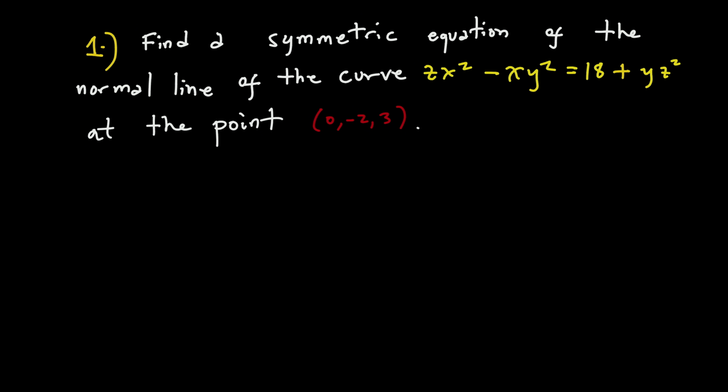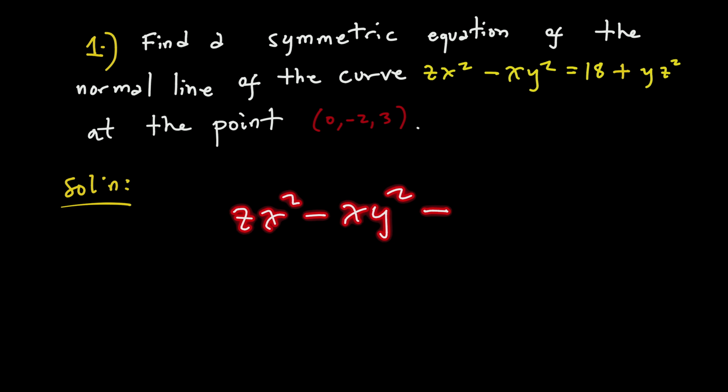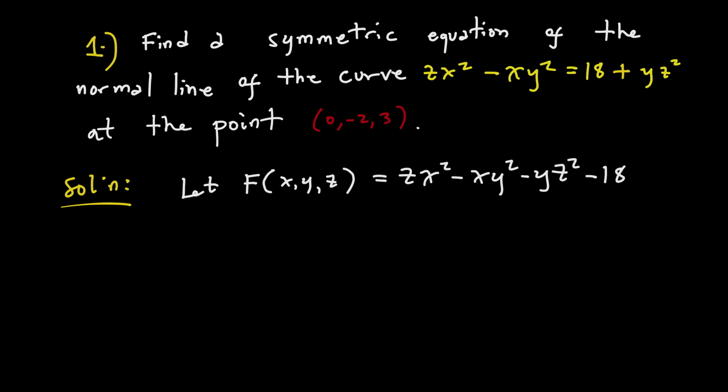Now, for the solution, you need to find your function f. To find this one, you simply transpose everything to one side, so that what you'll have is zx squared minus xy squared minus yz squared minus 18. So we let f be this one.